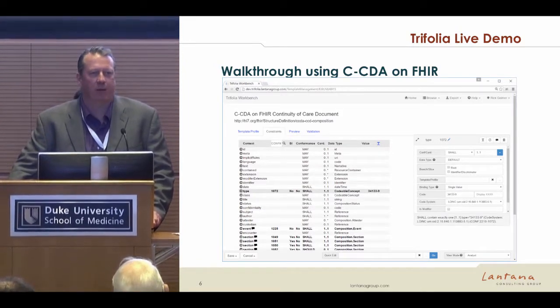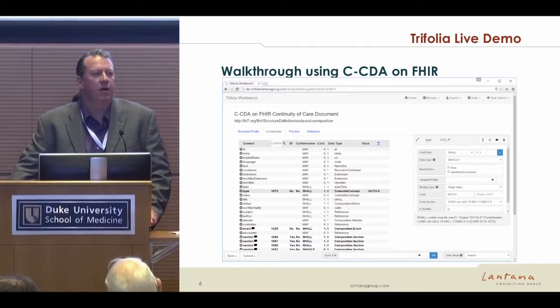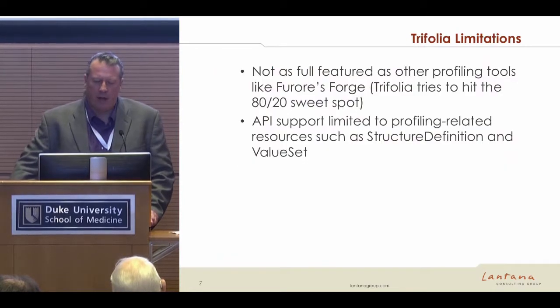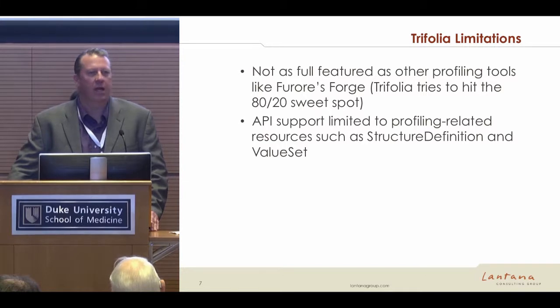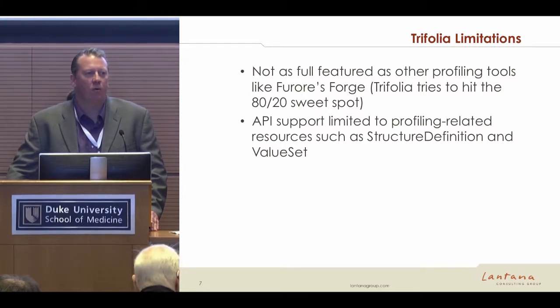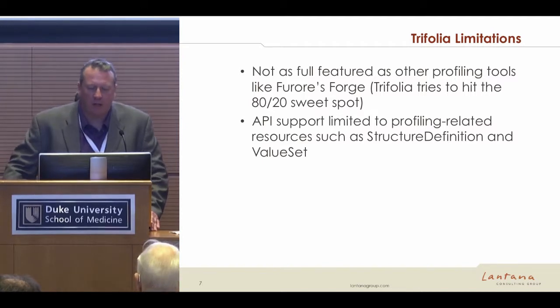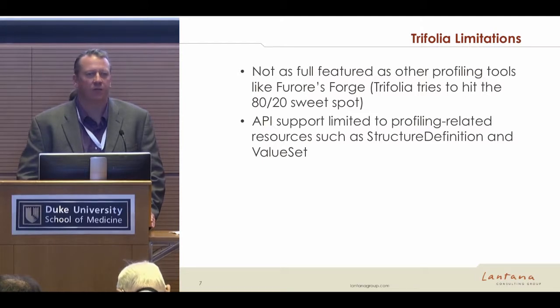So frankly, I like to be able to drop out and go to Forge if I have something particularly tricky to do that Trifolia doesn't support, and then re-import it back in, and you can reference it and use it directly. Vice versa, if you want to use Trifolia to build a bunch of profiles quickly and then get them into Forge and keep them there, or upload them to Simplifier, you can do that as well. And as I mentioned, the API support is limited to profiling-related resources. It's not a full-fledged FHIR server, I would say.